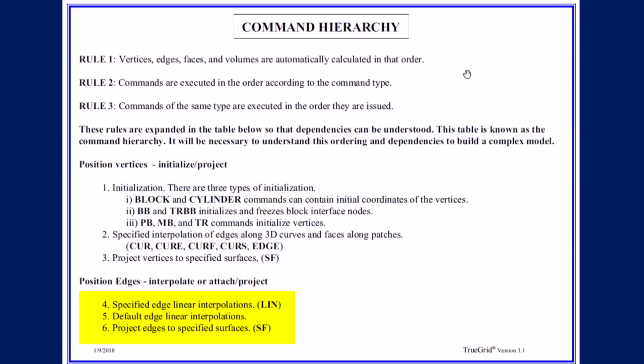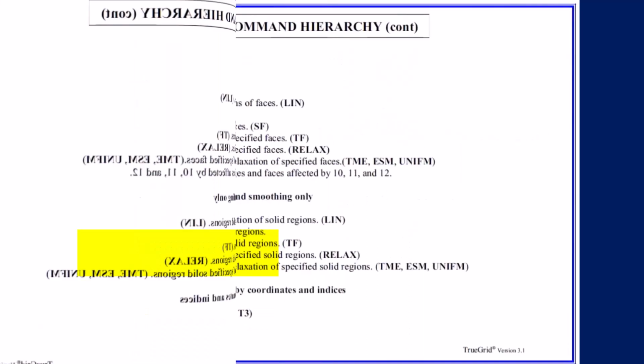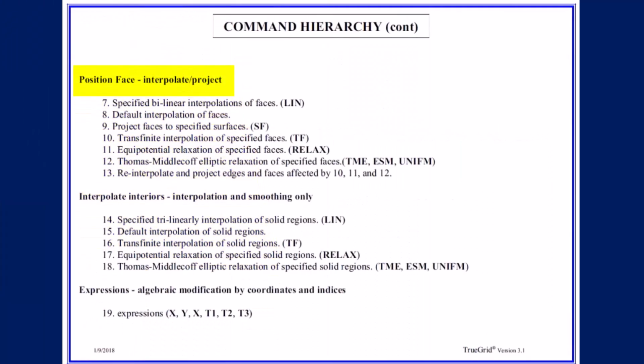Once all the edges are in place, it starts with 0-dimensional vertices, 1-dimensional edges, and as you might guess, the next one is 2-dimensional faces. Each face independently is interpolated. That is, all of the nodes on the inside of the face are interpolated, given coordinates based upon the position of the nodes on the boundary edges. And once they have been interpolated, then they are projected.